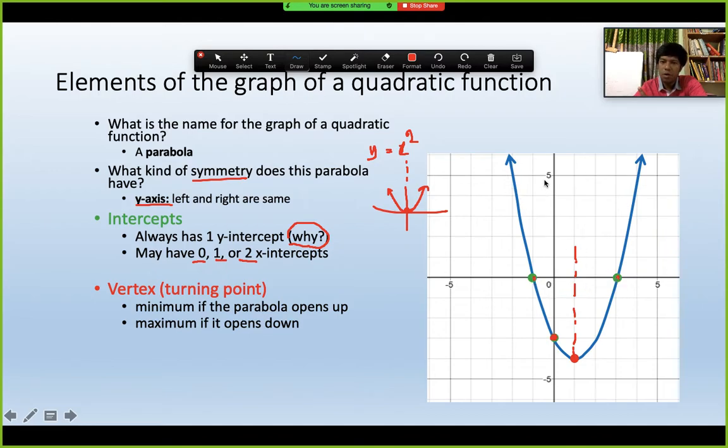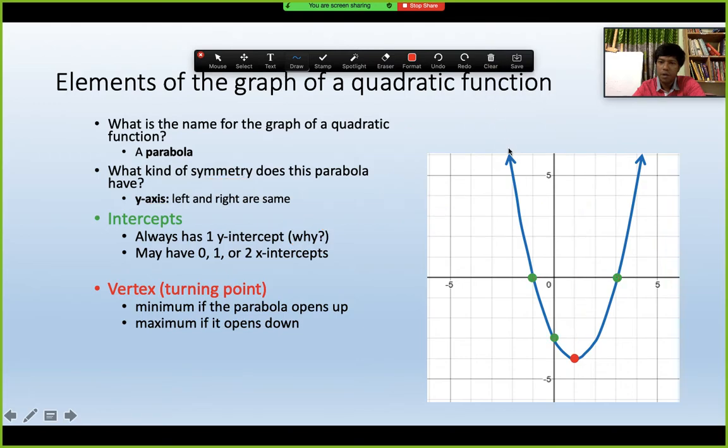But if you draw a graph like this here, then it will have 0 x-intercepts. There is no x-intercept for this parabola. So that's why we are saying that it may have 0, 1 or 2 x-intercepts, but always has one y-intercept. Think about the reason for why it always has one y-intercept, and if you get some answer, let us know in the class. Okay.